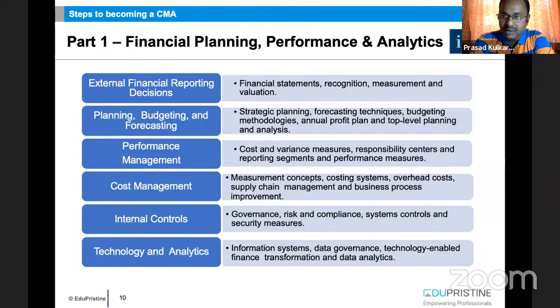We'll talk about what you mean by governance, how to create corporate governance, what the roles and responsibilities of directors are, what the roles and responsibilities of other professionals are. All of those things would be covered over here. Risk and compliance. Okay, how do we evaluate risk, and how do we do the compliances, statutory as well as control compliances. System controls and security measures.